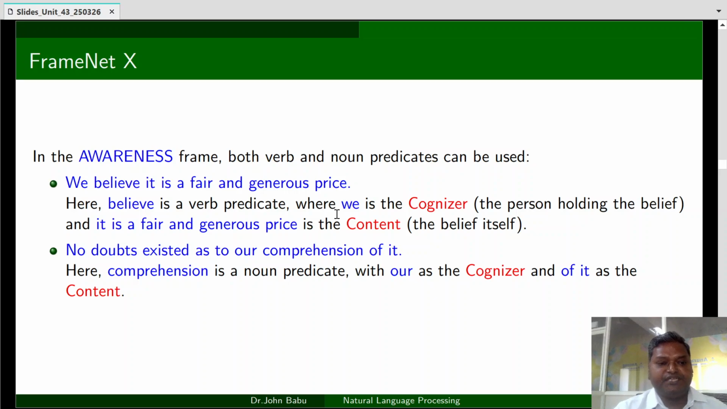For example, if you take another sentence, no doubts existed as to our comprehension of it. Comprehension is a noun predicate and it will also invoke the same awareness frame. A verb can initiate the same frame, and a noun can also instantiate that particular frame.